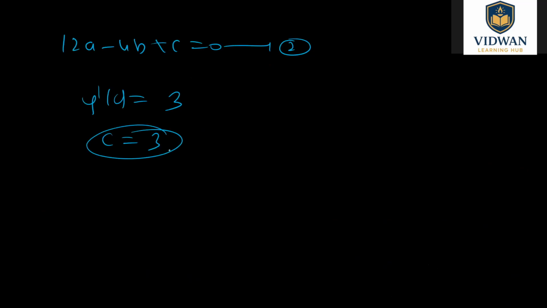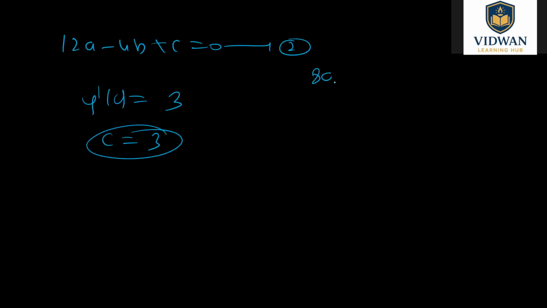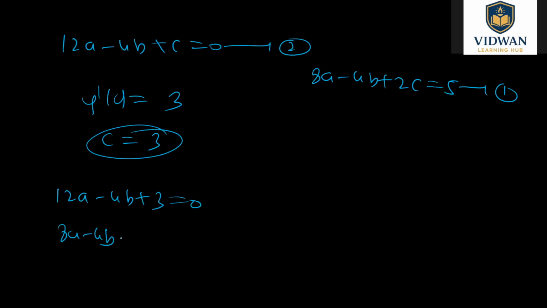Once you know the c value, you can substitute it in the previous 2 equations. The previous equations are 8a minus 4b plus 2c equal to 5, which is equation 1, and 12a minus 4b plus c equal to 0, which is equation 2. In both you put c as 3. So you'll get 12a minus 4b plus 3 equal to 0 in the first one, and if you put it in the second one, 8a minus 4b plus 6 equal to 5. So the second one is 8a minus 4b plus 1 equal to 0.